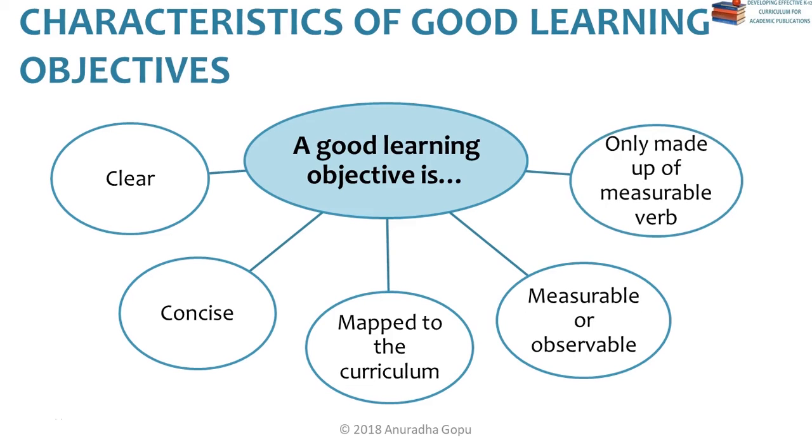Only made up of one measurable verb. Every good learning objective should contain only one measurable verb. If a learning objective contains more than one measurable verb, it is usually best to split it into two or more individual learning objectives. For example, if we have a learning objective such as learners should be able to distinguish between exponentially increasing and exponentially decreasing variables in graphs and plot such variables on graphs, it would be best to split this objective into two individual objectives, each containing only one measurable verb. In this case, the two learning objectives would be: learners should be able to distinguish between exponentially increasing and exponentially decreasing variables in graphs, and learners should be able to plot exponentially increasing and exponentially decreasing variables on graphs.